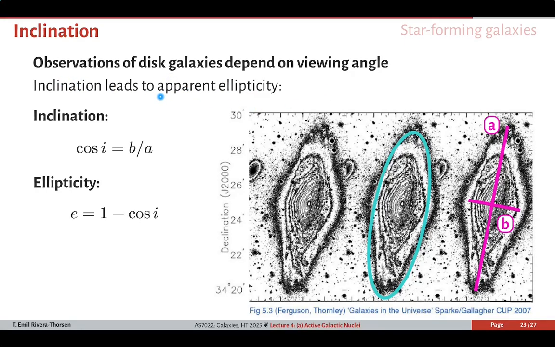And it's important to stress that this is apparent ellipticity. It is not like elliptical galaxies, which are actually elliptical and have an actual ellipticity. These galaxies are more or less circular disks, and the only reason why they look like ellipticals is the inclination angle that they're seen not directly face on. So the inclination angle is defined as the deviation of the viewing angle from seeing it face on.